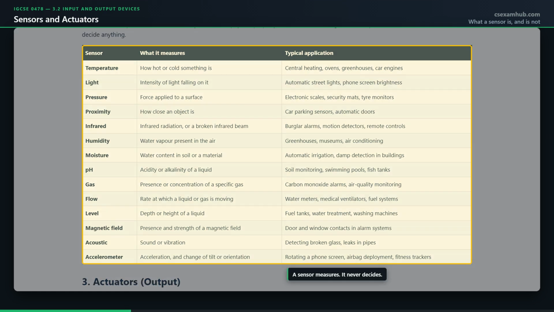It does not decide anything, it does not compare anything against anything, and it cannot switch a device on. A temperature sensor does not know what a comfortable temperature is. It reports a number over and over, and something else decides what that number means. If you write that the sensor turns on the heater when it gets cold, you have given the sensor the microprocessor's job, and that is a mark gone.